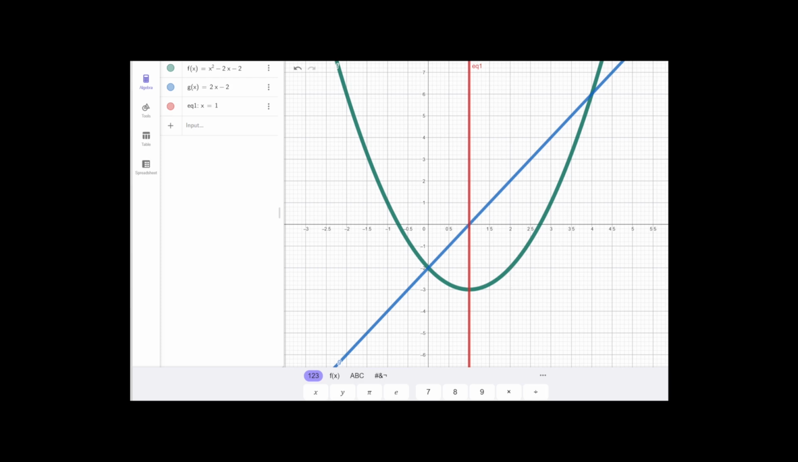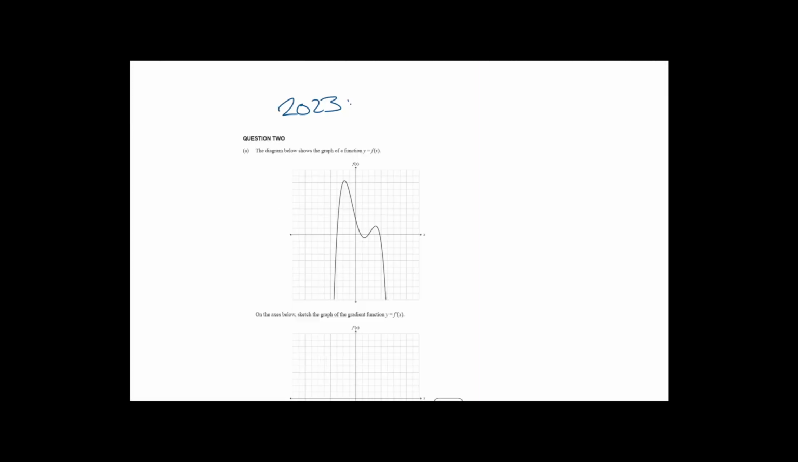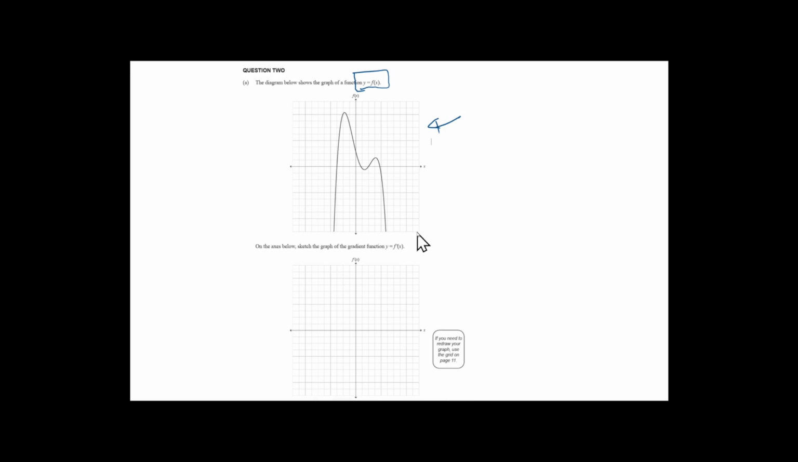Okay, let's have a look at some actual examples from exams. So this is from the 2023 exam. So what have we got? Well, we've got the original function, the y equals function here, this kind of funky looking function. And we're asked to draw what the gradient function for this graph would look like on this set of axes.